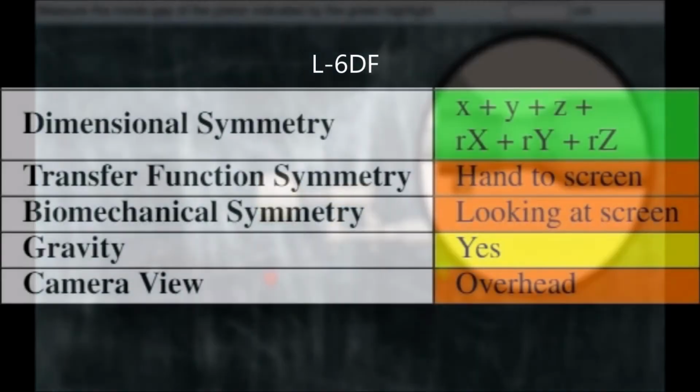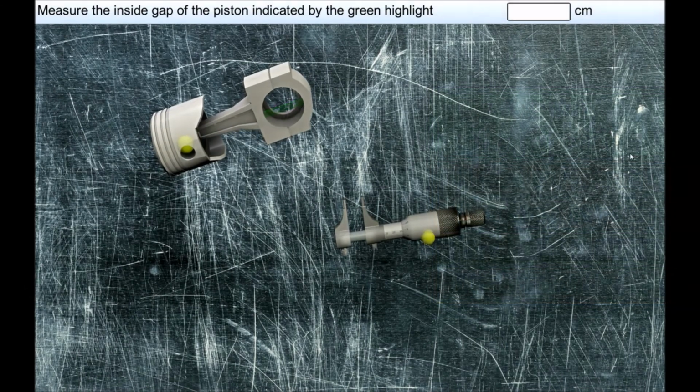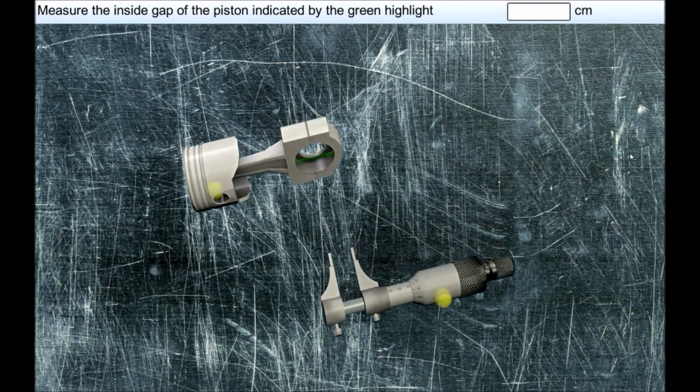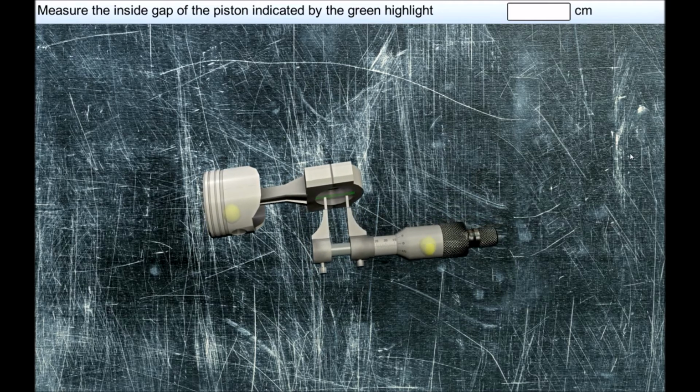The low-fidelity 6-DOF condition, similar to the 3-DOF condition, was based on the dimensional symmetry of McMahon's FIFA framework. But this condition allowed for interaction in 6 degrees of freedom: 3 axes for position and 3 axes for rotation.